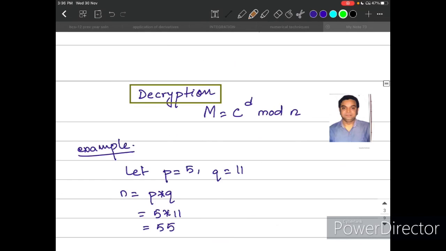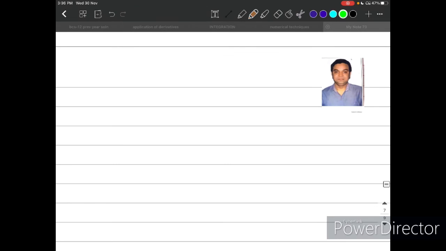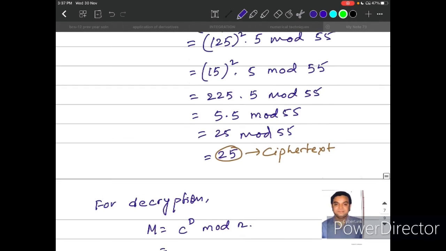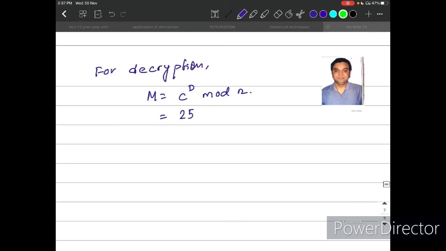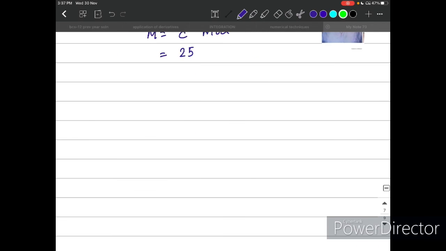For decryption, M equal to C to the power of D mod n, which is equal to C. C is how much? 25 to the power of D. D is how much? This one is the private key. D is 23 mod 55. Is it clear?